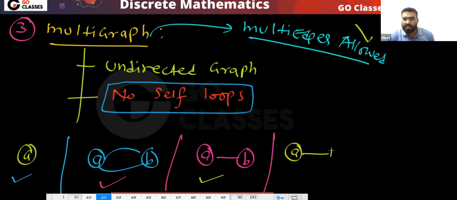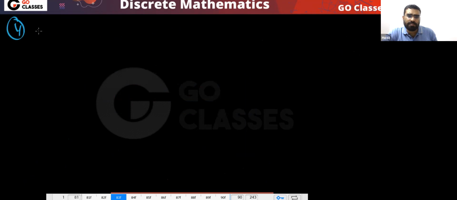Is this a multigraph? This is not a multigraph. Okay, so a multigraph is an undirected graph with no self loops. Very simple. Undirected graph with no self loops. Next, the fourth is something called a pseudograph.